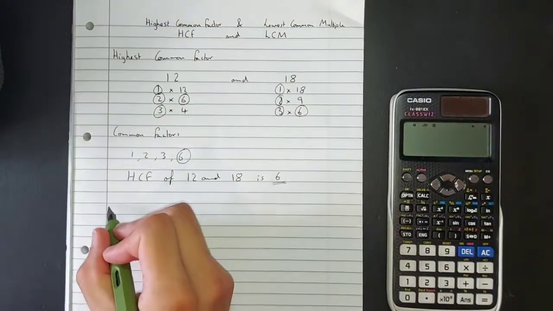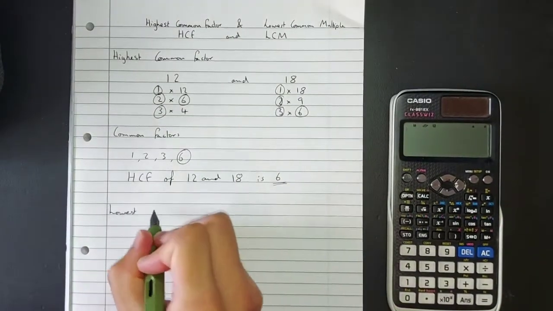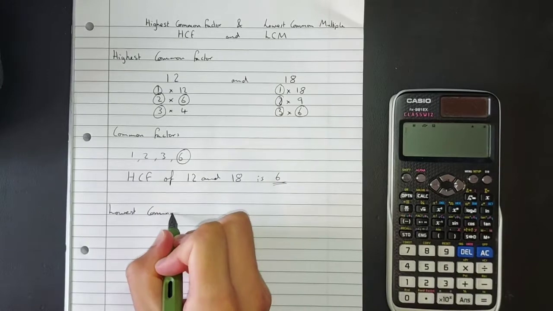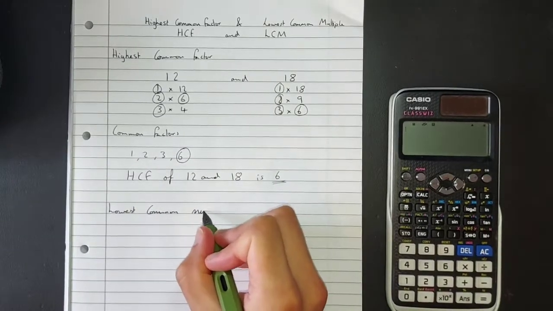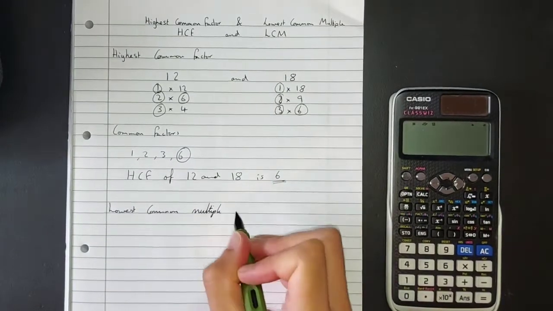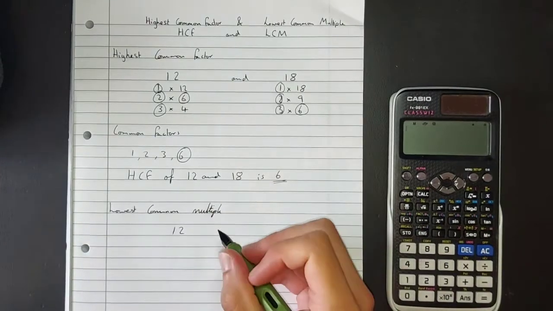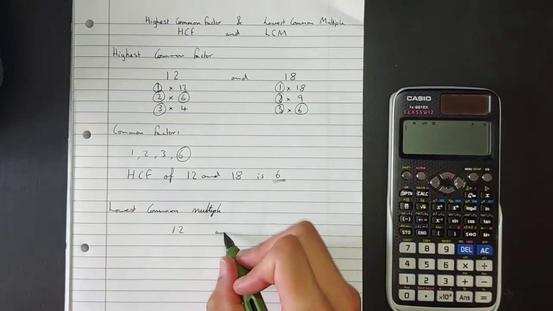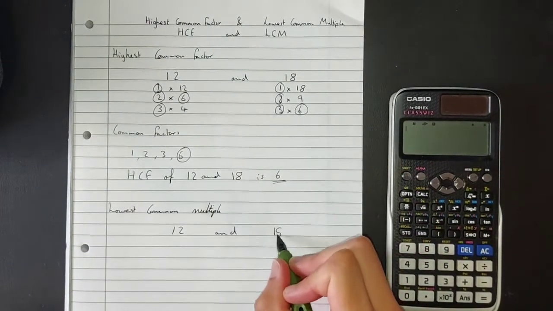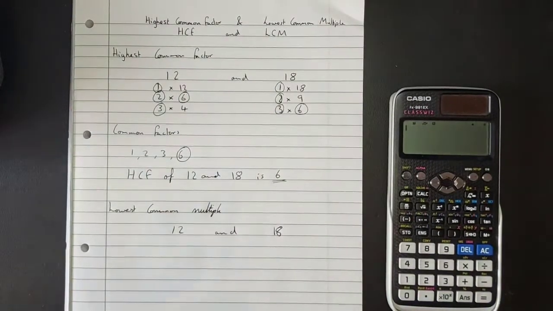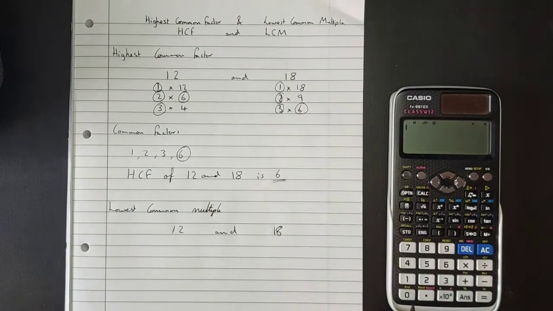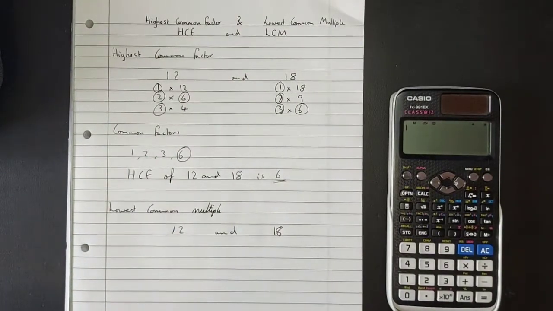So lowest common multiple. We're going to use the same numbers, 12 and 18. Okay, so what I'm going to do is I'm going to list a load of multiples of 12, so my 12 times table. I'm just going to keep going for a while, and then I'm going to list a load of my 18 times table, and then we'll look at what they have in common, and then we look for the lowest one of them.